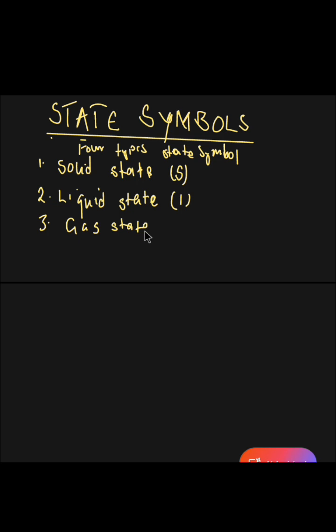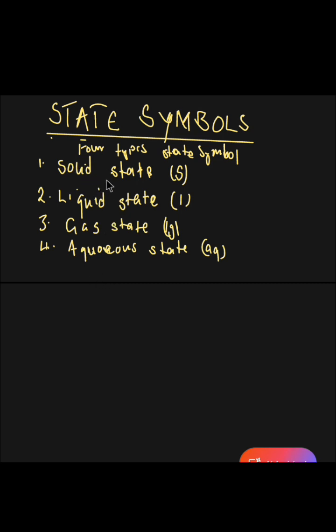Then the third one is the gas state. So all gases, if there's a gas that is involved in a chemical equation, that one is denoted by G, small letter G. Then the fourth one is aqueous state. The aqueous state.